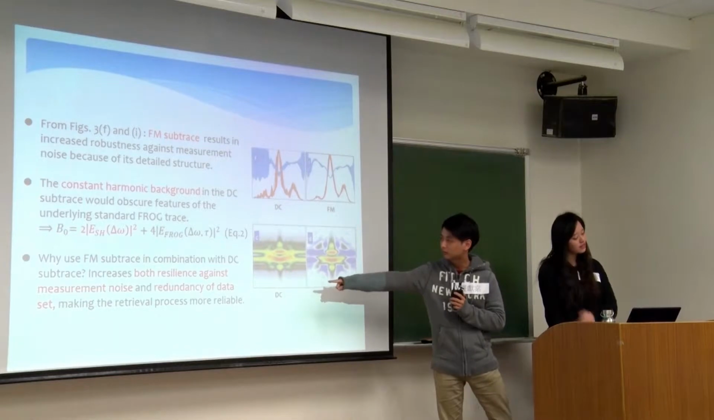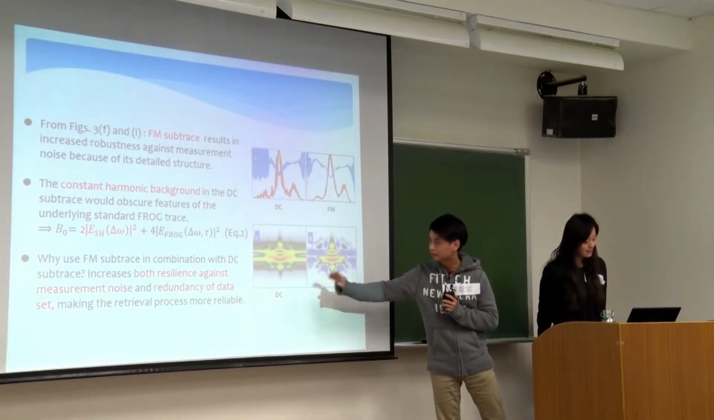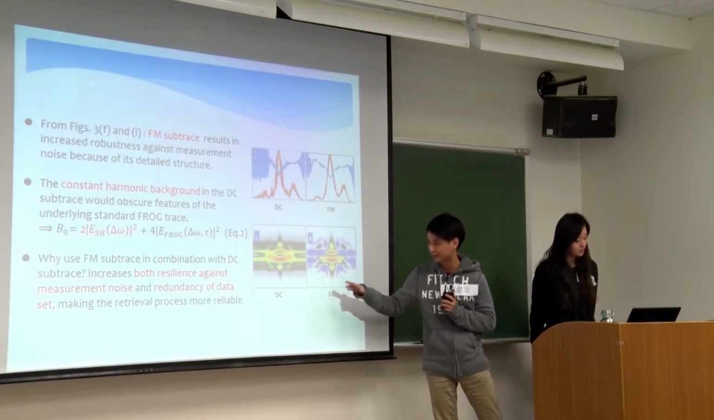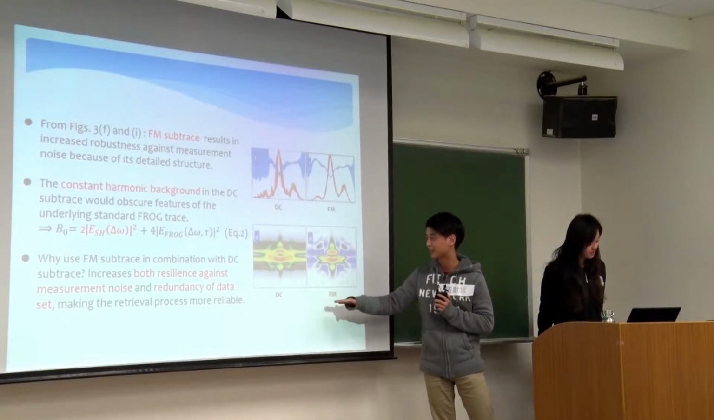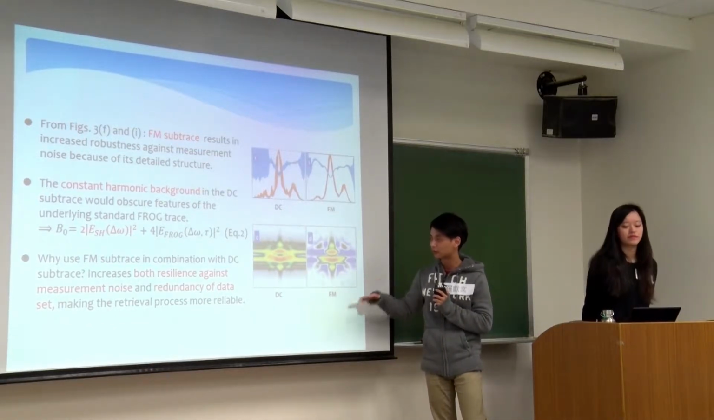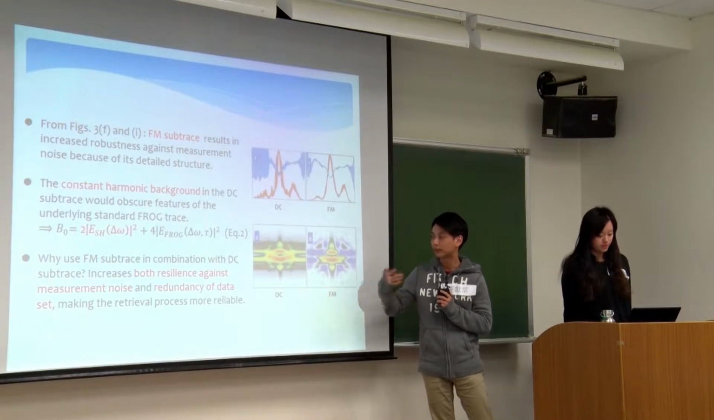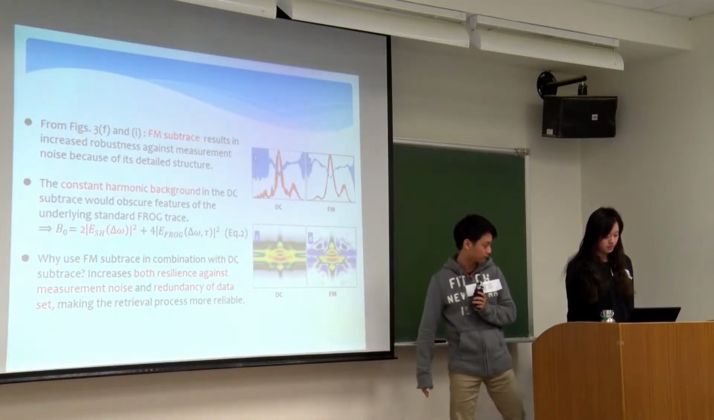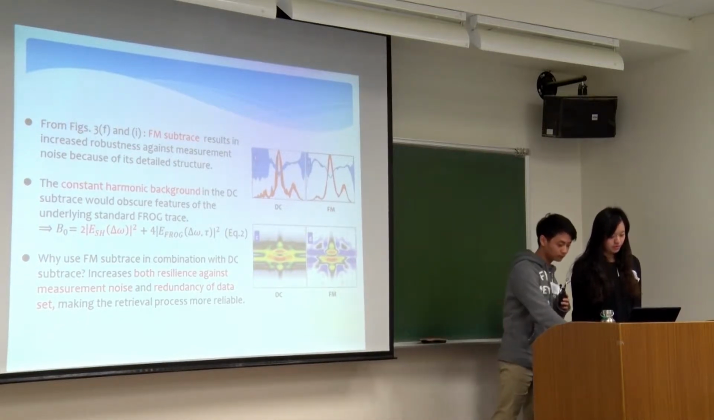While the FM band is better, we still use the DC band in combination with the FM band to reach a redundancy of the data set.